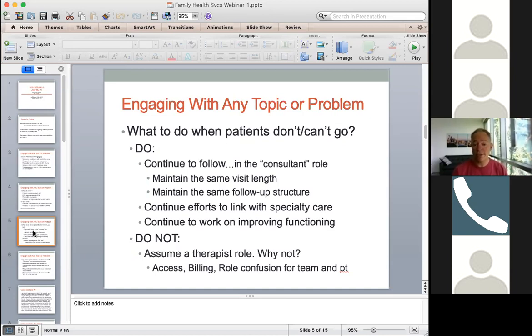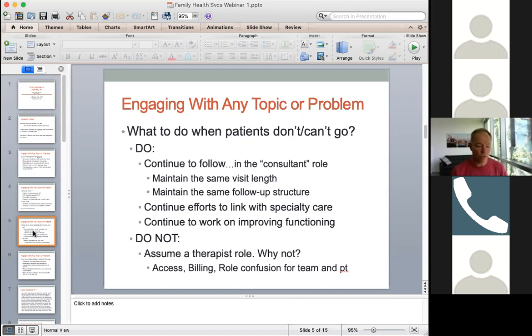Okay. The whole reason that we see patients in a consultant model and for 30-minute visits is because we're trying to be as available as possible to see as many patients as possible, be as helpful as possible in the moment. The more patients you're seeing for hour-long visits and seeing them back over and over for long periods of time, the fewer patients you're going to be available to help. So your access starts to be sacrificed.